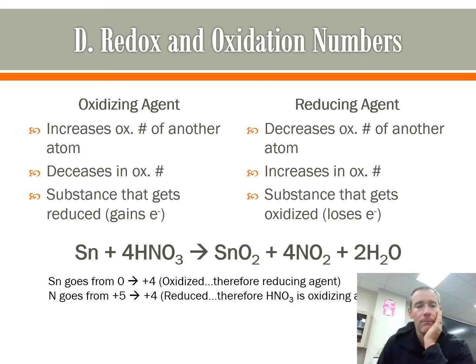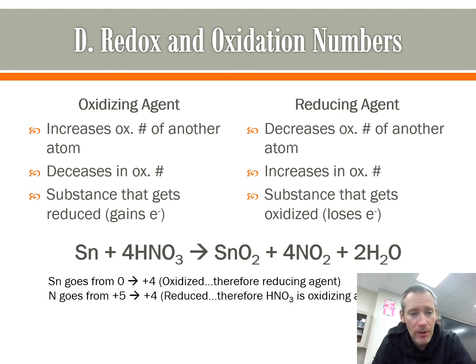So here we have an example. Tin goes from 0 to plus 4 because oxygen is minus 2 in SnO2. So tin has to go to plus 4, and therefore it's being oxidized because the charge is going up. Nitrogen goes from plus 5 to plus 4, so it's being reduced.